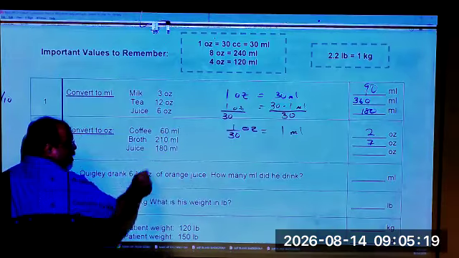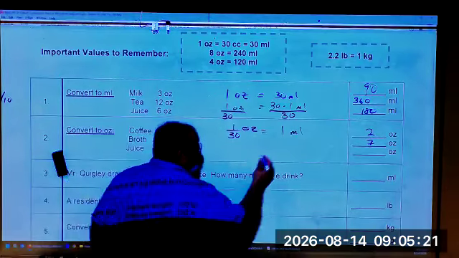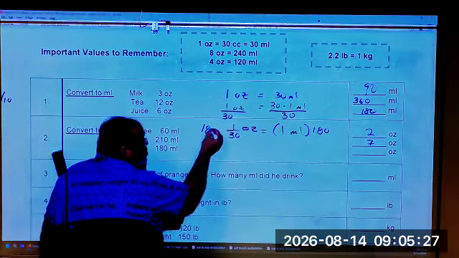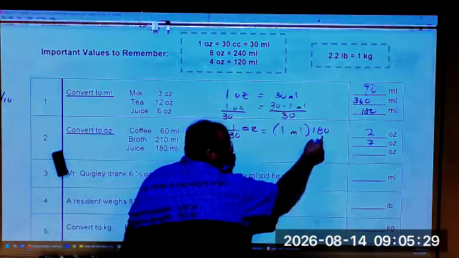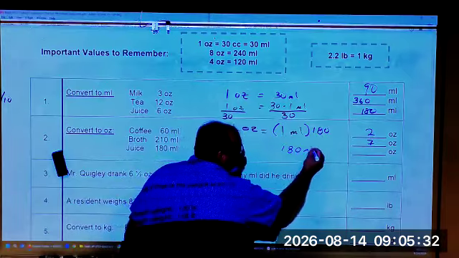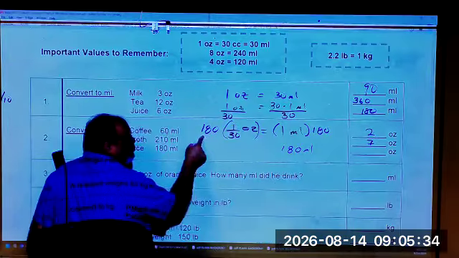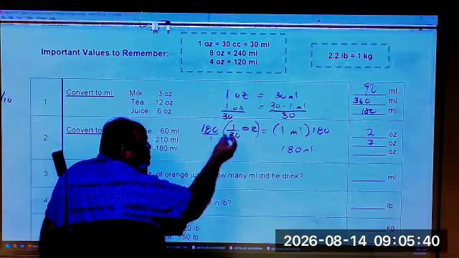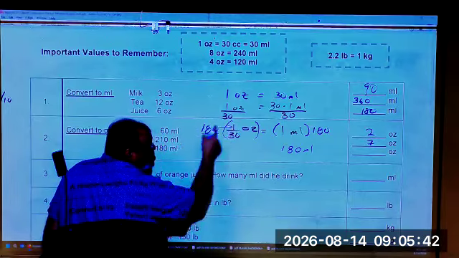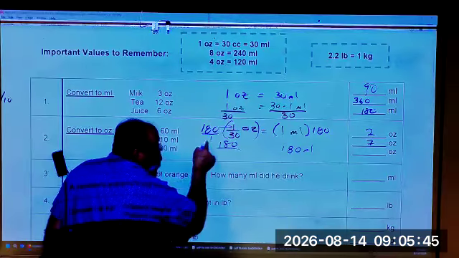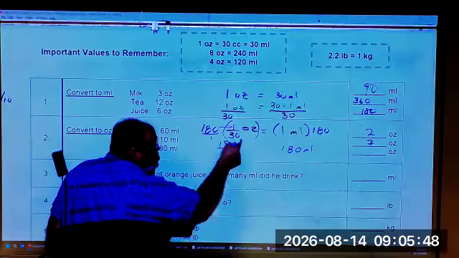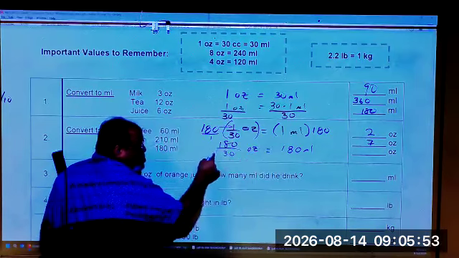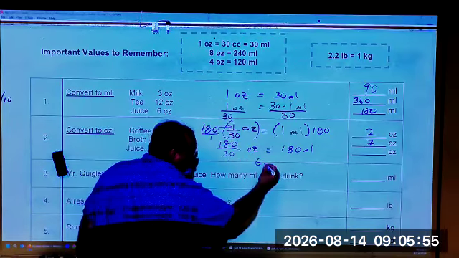So now we're going to start with 180 milliliters. So we just got to multiply this side by 180, and we're going to multiply this side by 180. 1 times 180 gives you the 180 milliliters. And then 180 times 1/30. When you multiply times a fraction, you multiply the numerator times the numerator and the denominator times the denominator. So it's 180 over 30. 180 divided by 30 is 6.